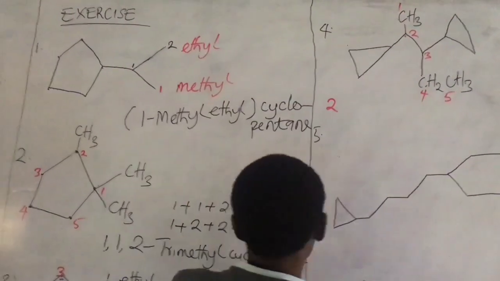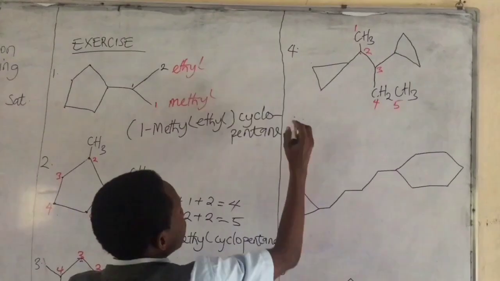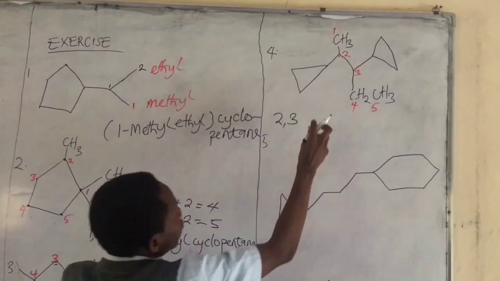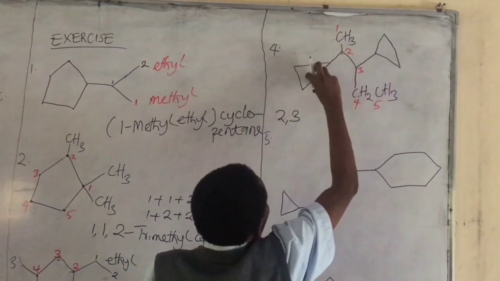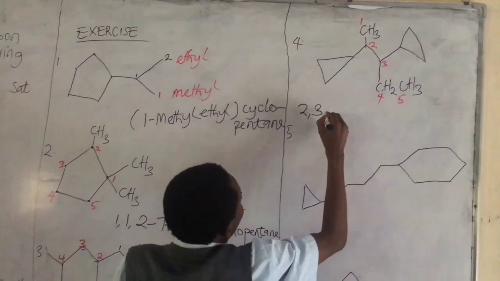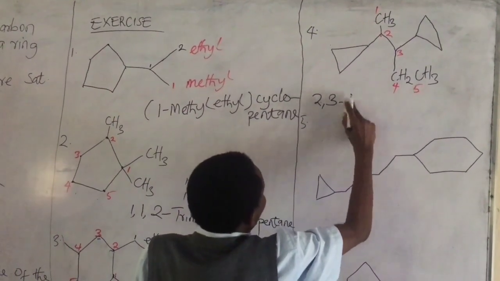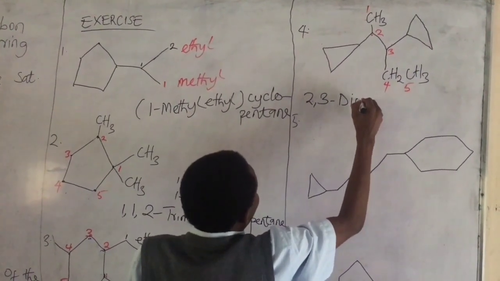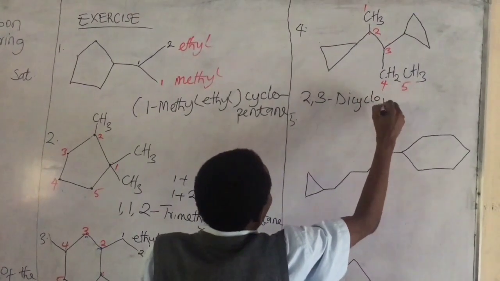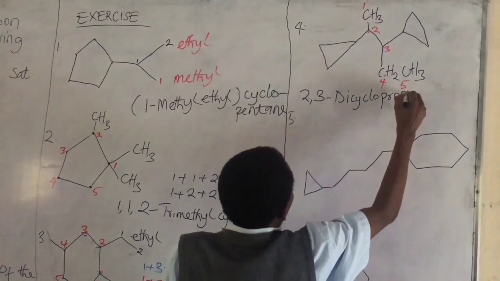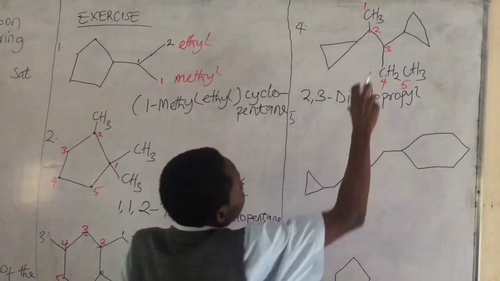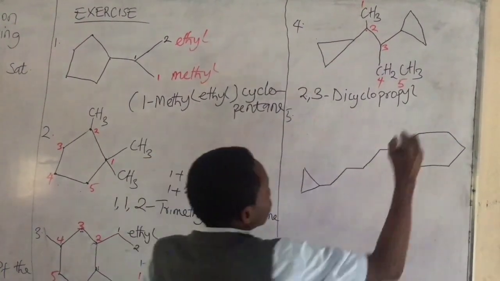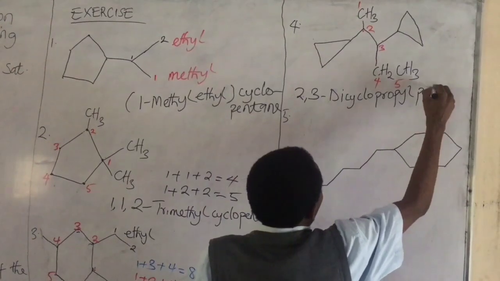Alright, let me use the black marker. 2, 3. Then we're having 2 what? Cyclopropyl. Okay, let's use capital here. Cyclopropyl. What's the longest chain? 1, 2, 3, 4, 5. 5 stands for what? Pentane.